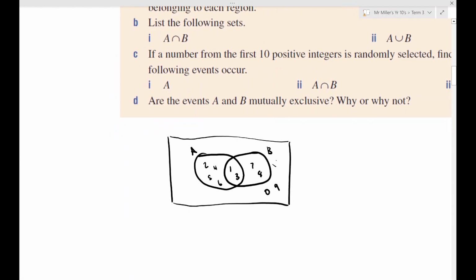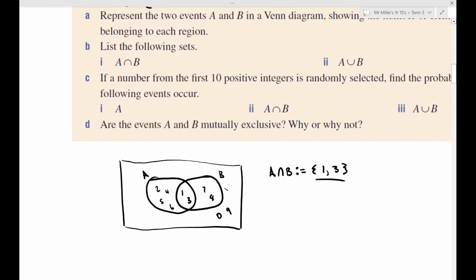So to list the following set, A intersect B, I would say A intersect B equals, squiggly bracket, that's just 1 and 3. So remember, when we list things in maths, we do it by placing our list within these squiggly brackets.